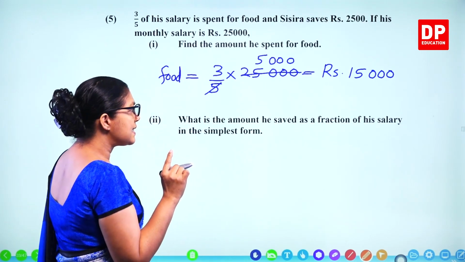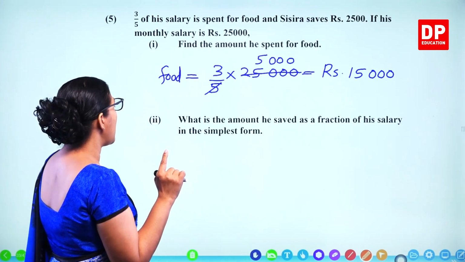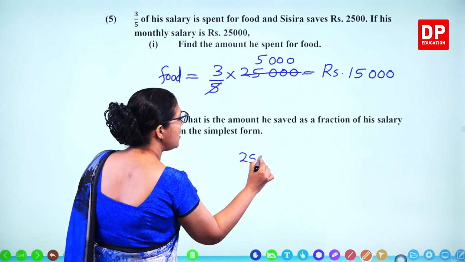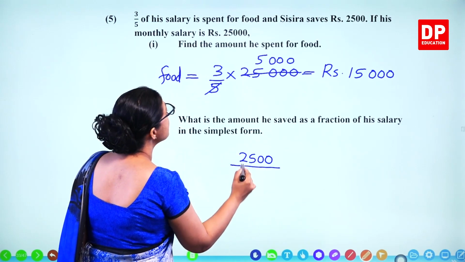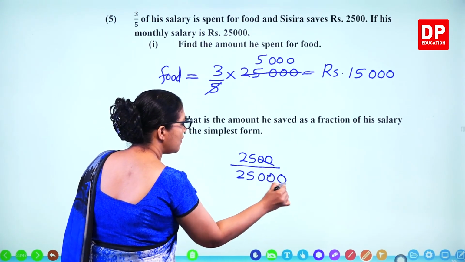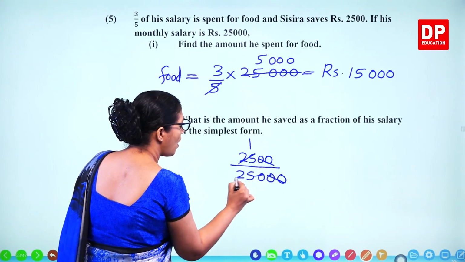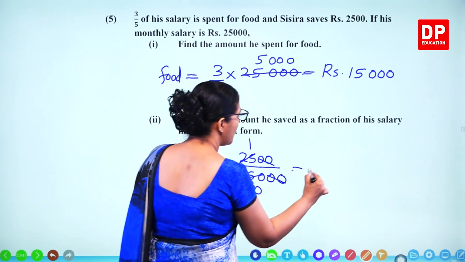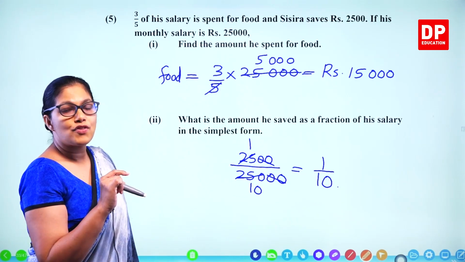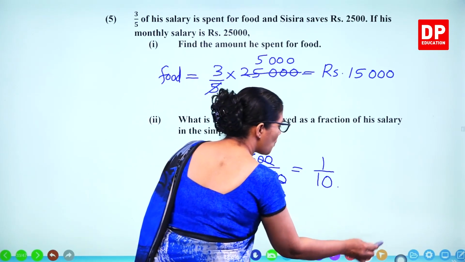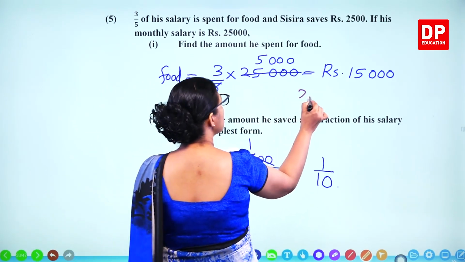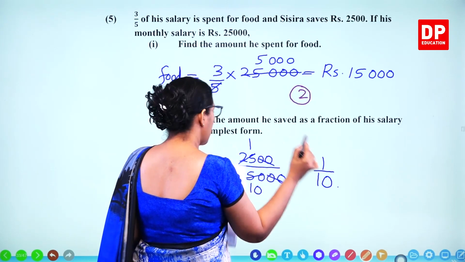What is the amount he saved as a fraction of his salary in the simplest form? So he saved 2,500 from his salary 25,000. So as a fraction, you can simplify this and 25 times 1 and here 10. 1 over 10 is the fraction in the simplest form. So how many marks for this one? You get 15,000, 2 marks. And 1 over 10, 2 marks.